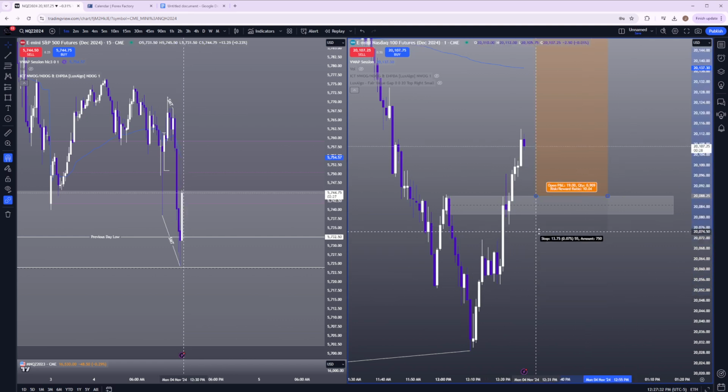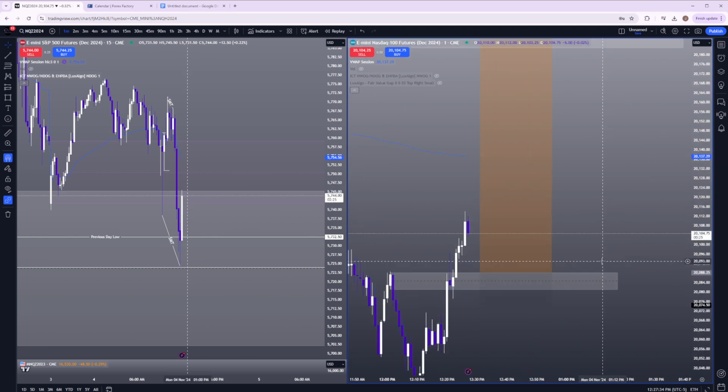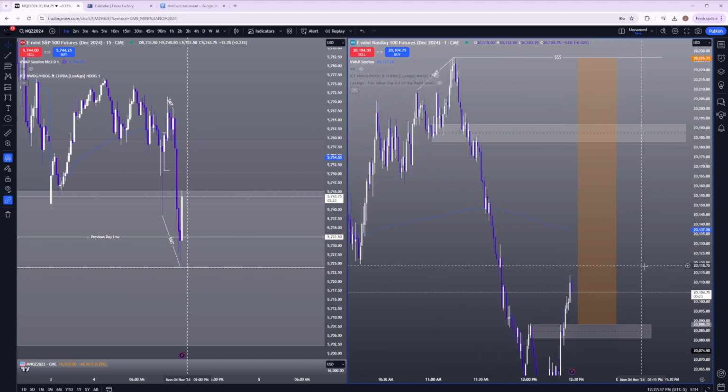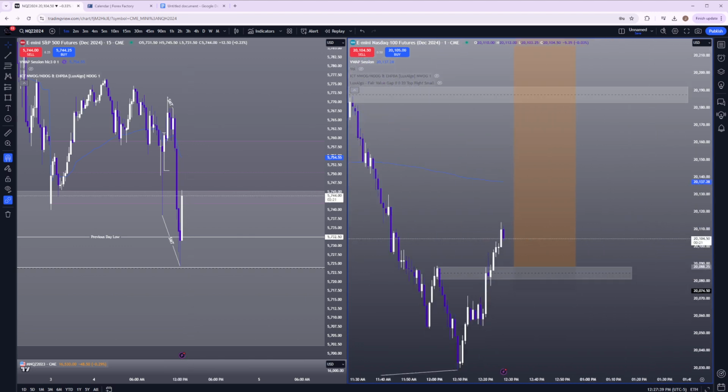Keep our stop below. And I'm going to be copy trading some evals right now, guys. I'm going to copy trade some evals. That's what I will be working on right now.